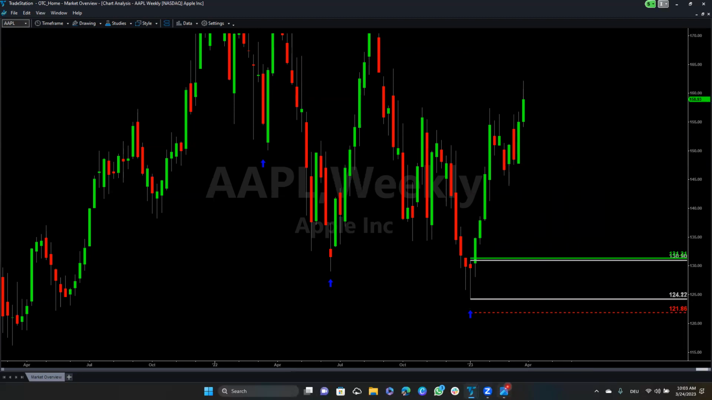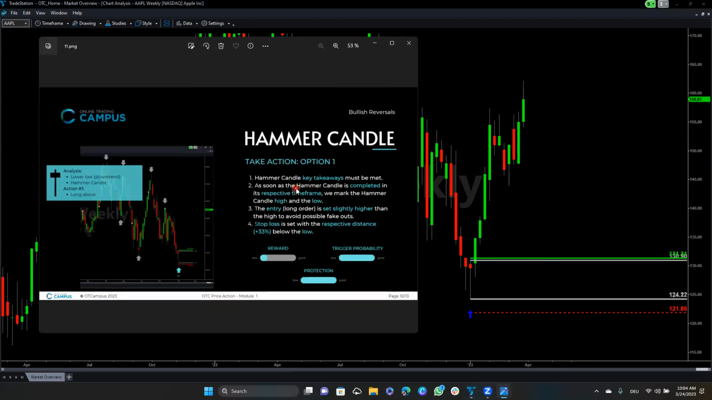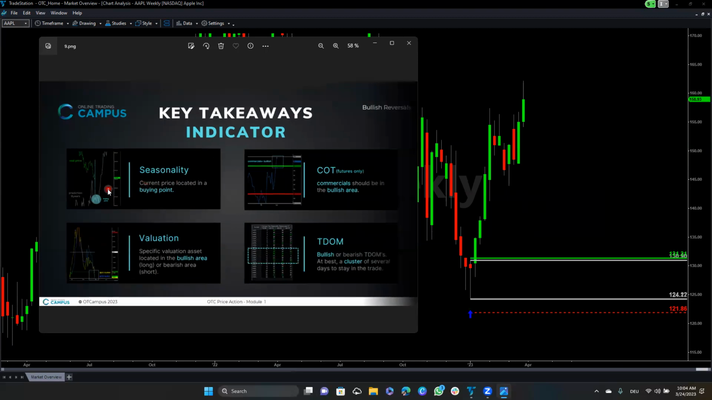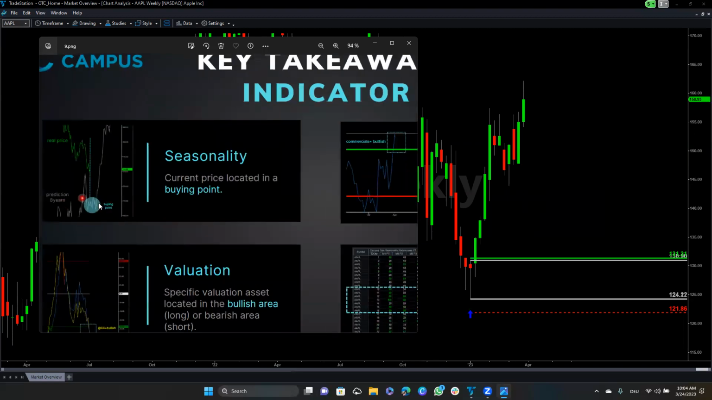And now we will also include the key takeaways for the indicators to increase your probability, right? We will start with the seasonality. Current price located in the buying point. Look at this here, right? We talked about it, 8 years seasonality. We can use the 8 years here, for example. Also 10, 20, 15, 2, 3, 4 years. Everything is correct, right? Depends on your own trading strategy. Let's check the seasonality here together.